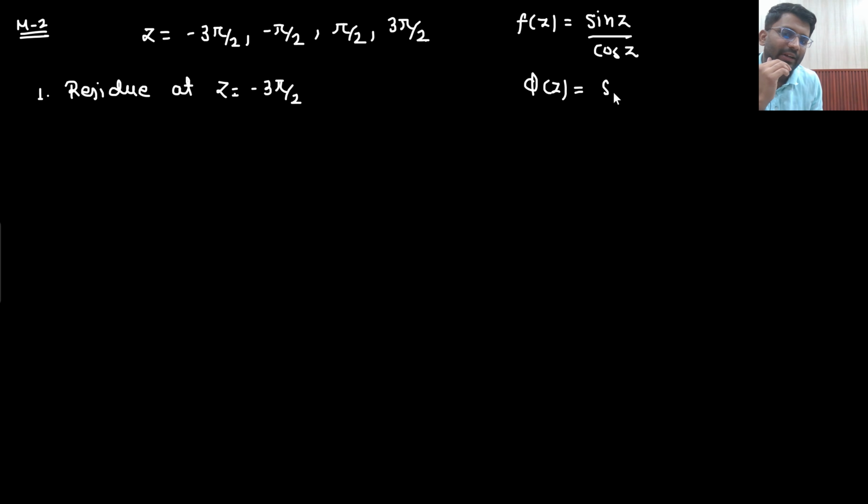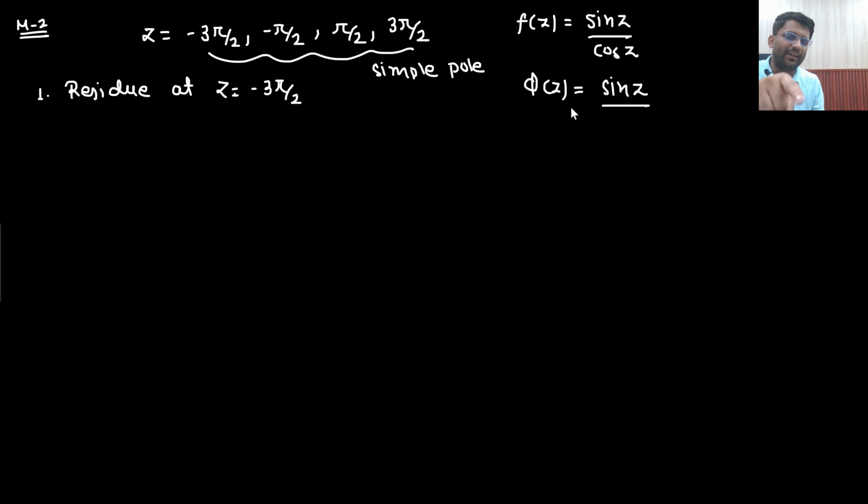So no matter wherever you find your residue, what is your f of z? Sir, f of z was nothing but sin z by cos z. Now you are making a new function which is phi z. What will this new function say? Sir, numerator as it is. And are they simple poles? Yes sir, they are simple poles. That's why I am able to find phi z. If they were not simple poles, I could not find phi z.